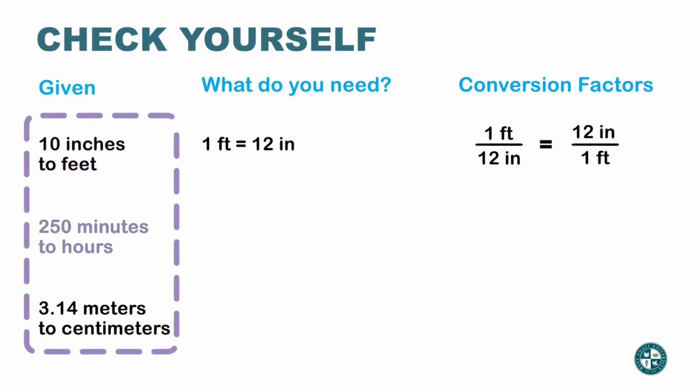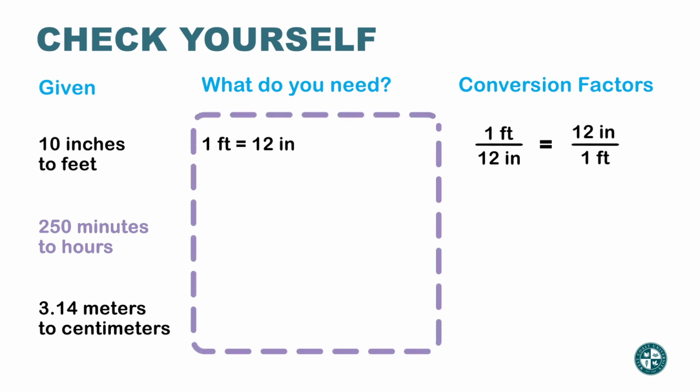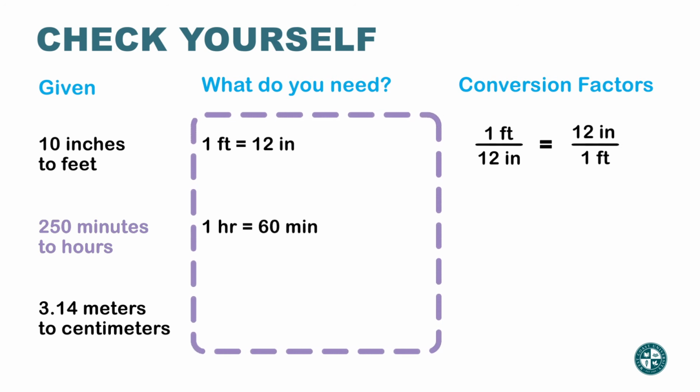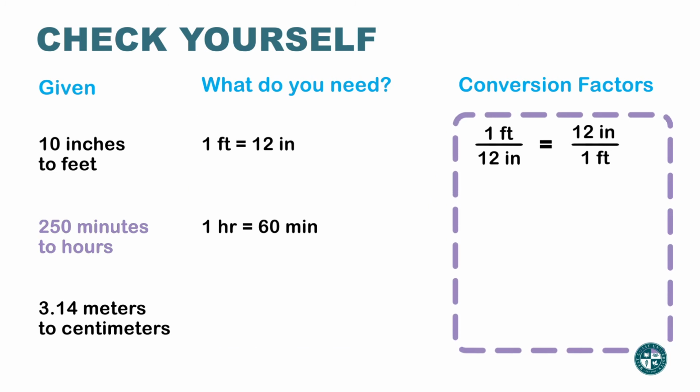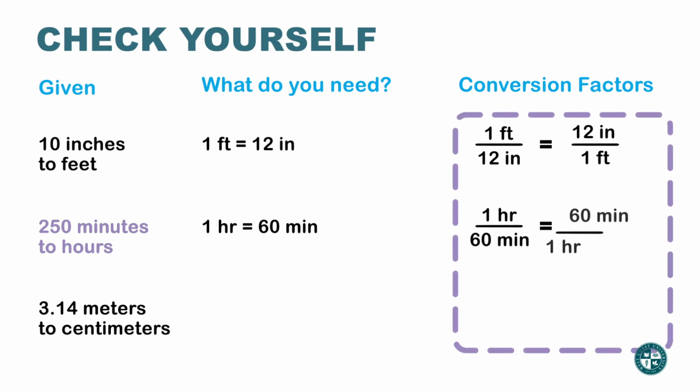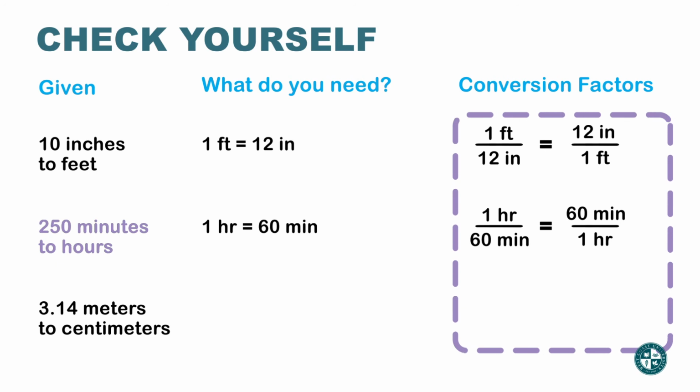Let's do the second one. I need to know how to change minutes to hours. So what do I need to find out? Well, how many minutes are in an hour? In 1 hour, there are 60 minutes. I have my conversion statement. Let's get the conversion factors, the two fractions. The first one will be 1 hour over 60 minutes. If I flip it, I get the second fraction, 60 minutes over 1 hour.